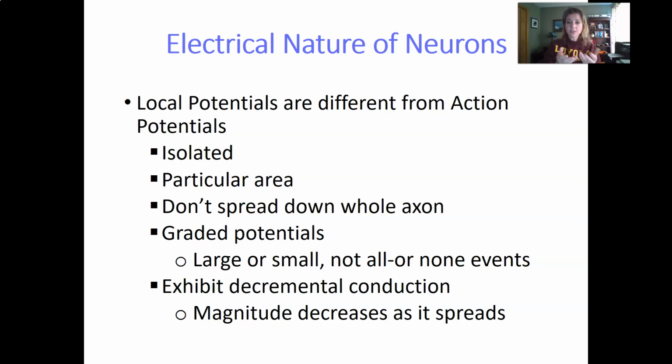And they are going to exhibit decremental conduction, which means that as they spread, they're going to become weaker. And so they're only going to contribute to an actual action potential if there are others similar to them that are going to summate or add together in order to reach that threshold number. So local potentials are going to add together to create an action potential.